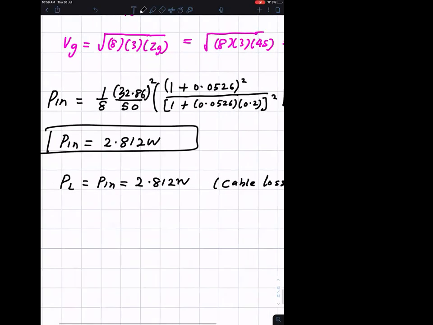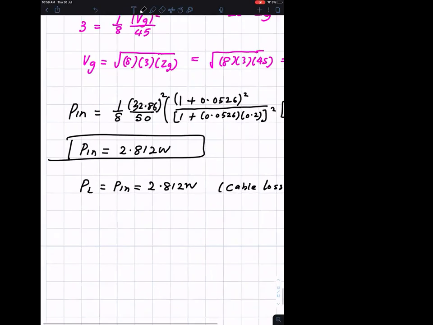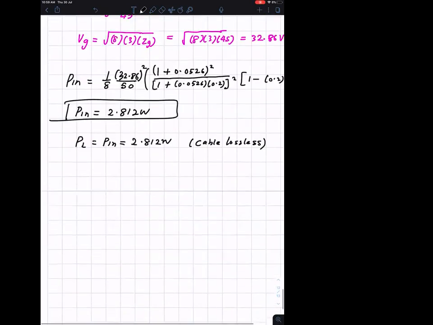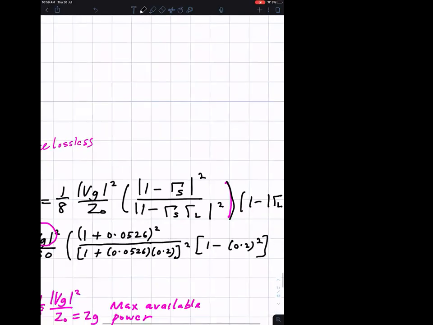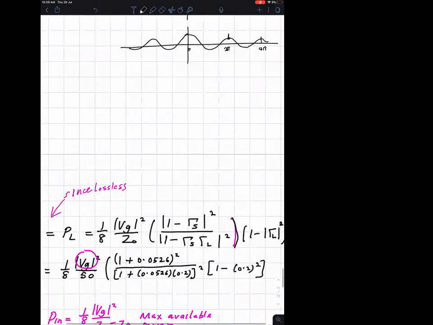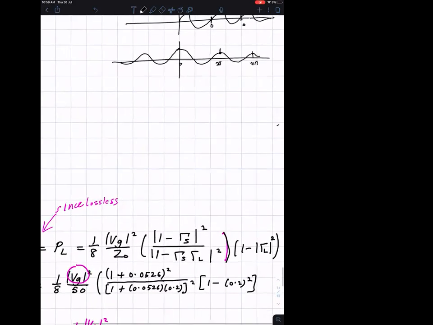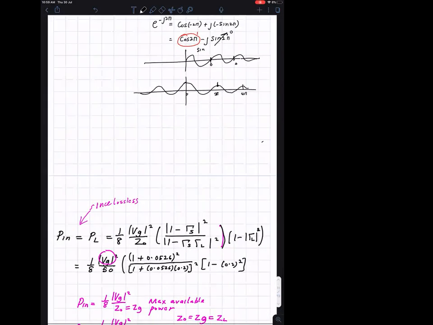Reflection. These are the reflections, gamma S, and then we also have gamma L. Since this is a lossless line, the line didn't cause any reflection.